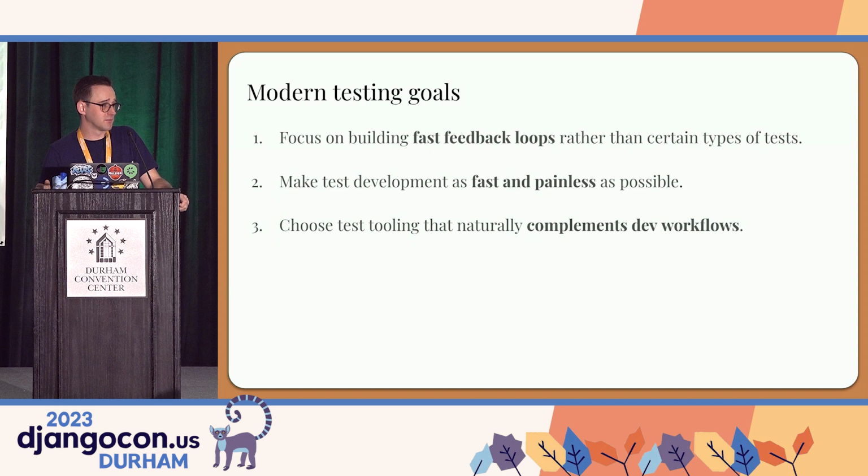A second point of modern testing that I want us to focus on is that we want to make test development as fast and painless as possible. Why? Because the business people were right. We don't make money off of testing. Testing is a risk mitigating activity. And so we want to spend as few resources and as little time as possible building those fast feedback loops that can give us the confidence to say we're good.